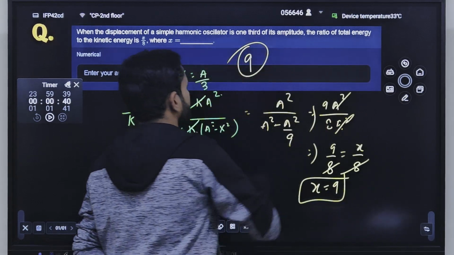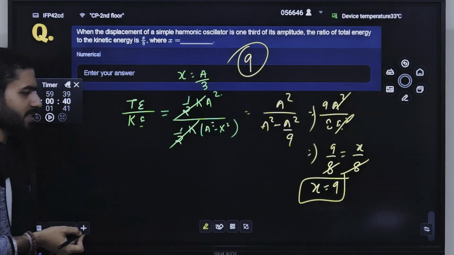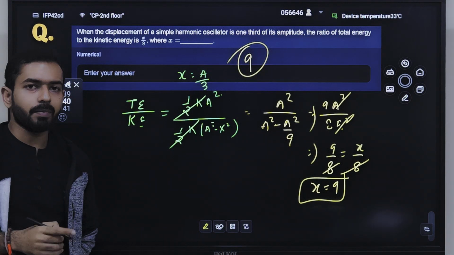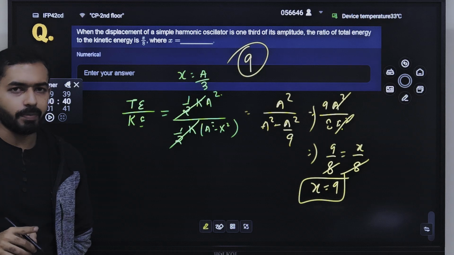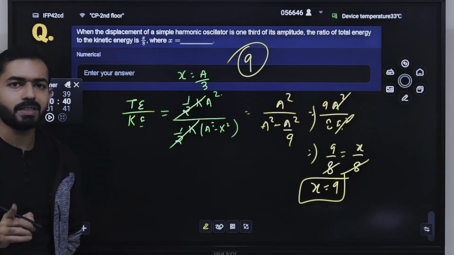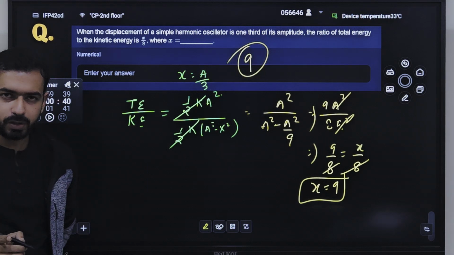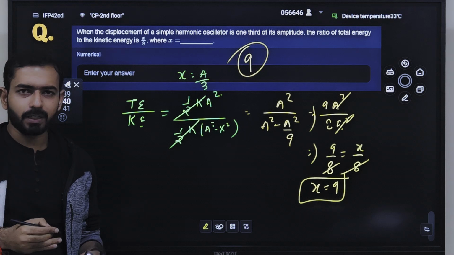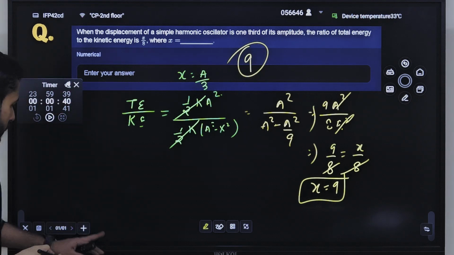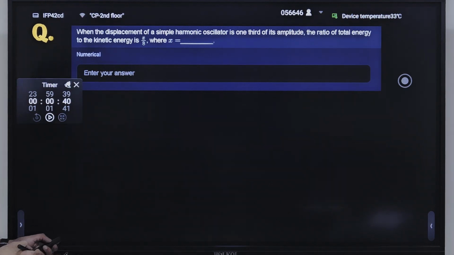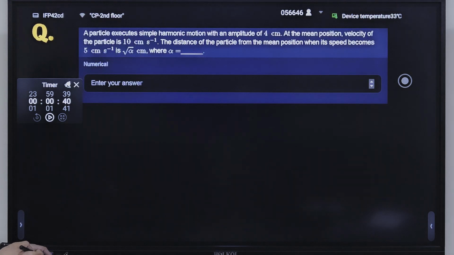A simple numerical question that uses the basic formula of kinetic and potential energy. This time nearly every question has been solved just by using the direct formula. Only a single question, that uniform circular motion question, required you to apply a little bit of phase. So just remember the formulas, you can easily solve these questions if they come in the paper. And you know that most of the questions are going to be repeated.